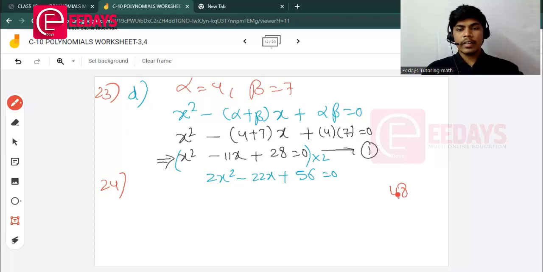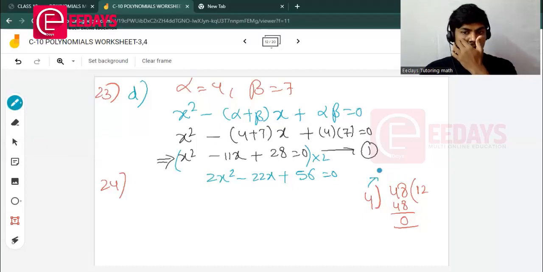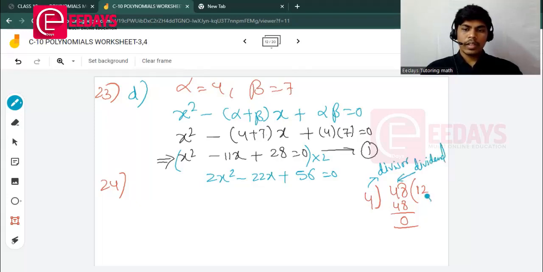Divide 48 by 4. What do you do? You do like this: 4 times 12 is 48, remainder 0. As you know, this is the divisor, this is the dividend, this is the quotient, and this is the remainder. So these are the terminology for the division problem. If I give a number like 48 and 4, you can do it like this.